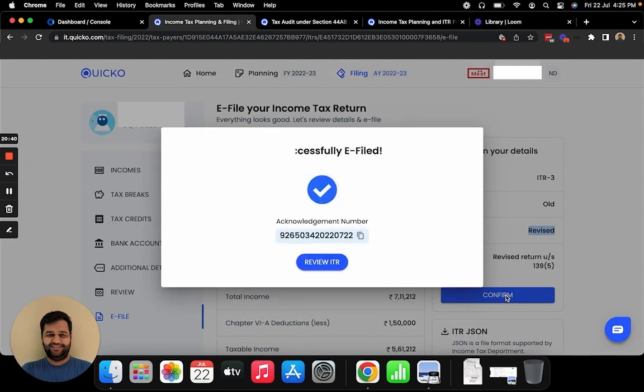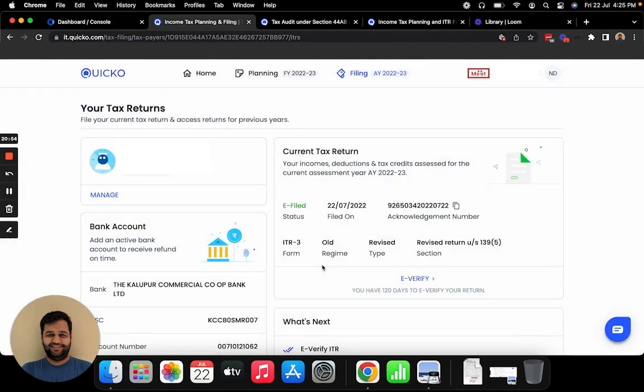So folks, that's how easy it is to file your income tax return on Quicko. It barely took me about 15 minutes to file my income tax return. My ITR is already submitted. I've gotten the acknowledgement number right here. So that's pretty cool. We really hope you can also file as easily as I did.